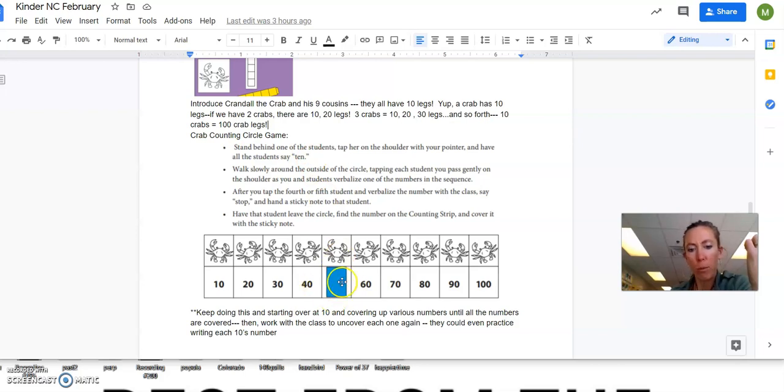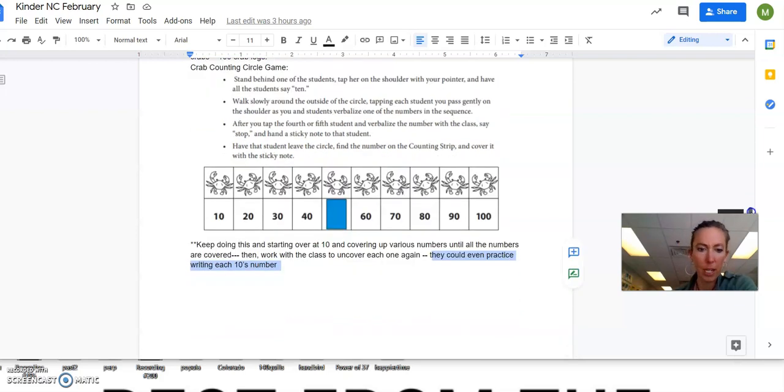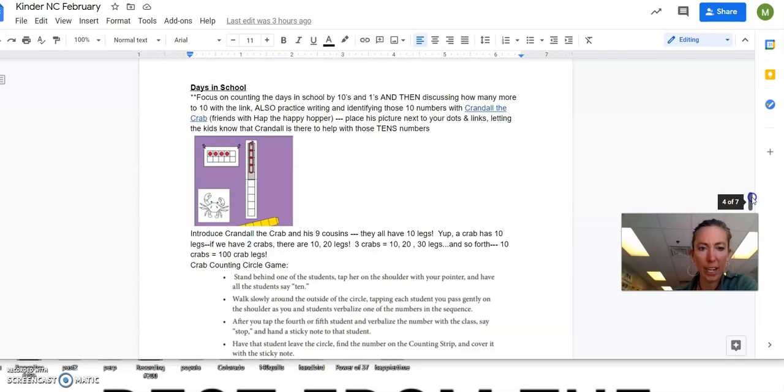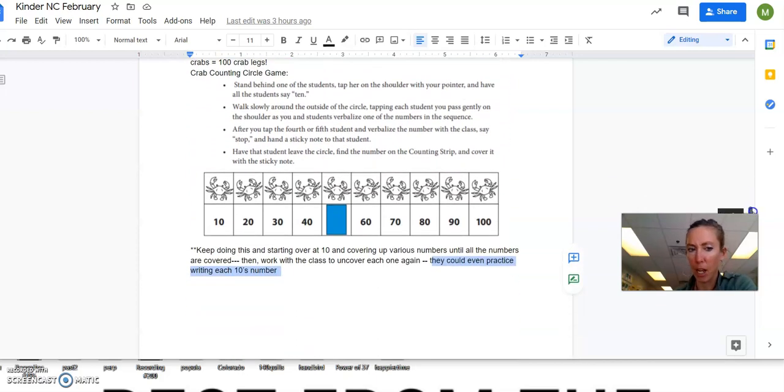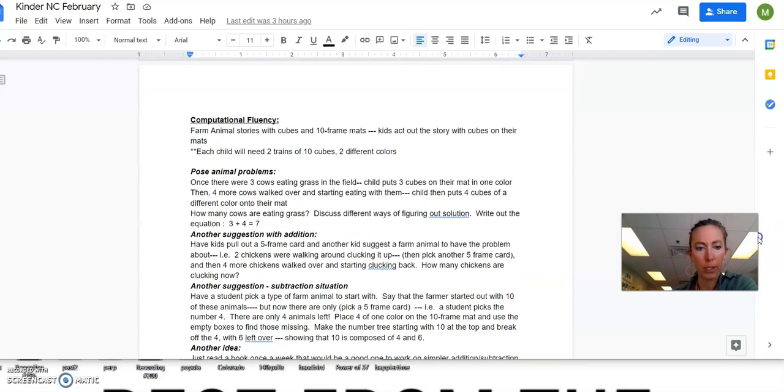And so it's just a good way to visualize what number is 50. And they cover it up, and then we keep counting 60, 70, 80, stop. So now we're at 80. I'm going to have that person go up and cover up 80 with the sticky. And then we keep going 90, 100, and then we start over 10, 20, stop. And then we put a sticky note there. And you keep it going until all those 10 numbers are covered up right here. And then you work with the class to uncover each one again. So they could even practice writing the tens number at that point. So that's Crandall the crab, if you want to incorporate him in and help to practice writing those tens numbers.